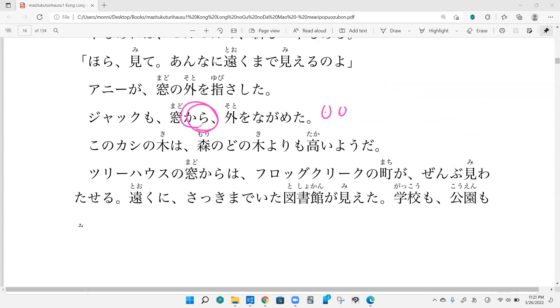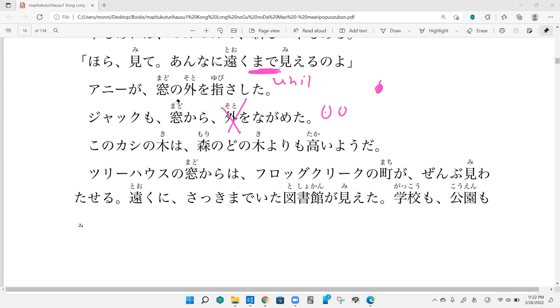What does kara mean? It's the opposite of made. Or so, "soko kara" until. So made means until. So that means kara cannot mean until. A lot of times people say "koko kara soko made." It's normal. So until there, from here to there, kind of. So kara means from.